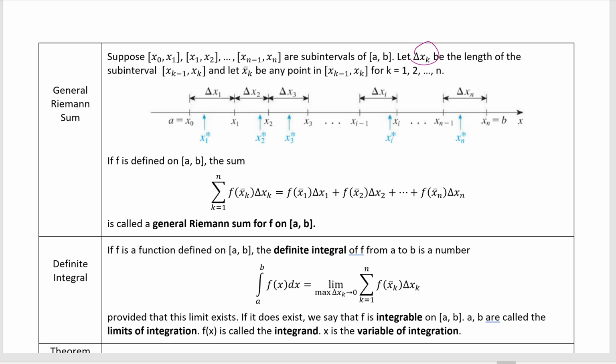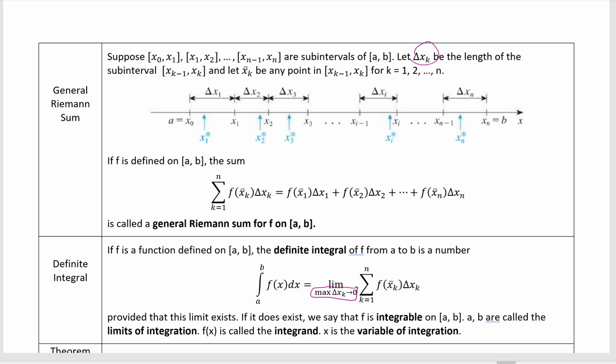Now the definite integral. If f is a function defined on a closed interval, then the definite integral of f from a to b is a number. The definite integral from a to b of f of x dx is the limit of the sum of the areas of those rectangles. Before, because we had equal widths, we could just let n go to infinity. But right now we don't, and letting n go to infinity is not enough. We actually need to let all the change of x go to 0, so you get more tiny subintervals.